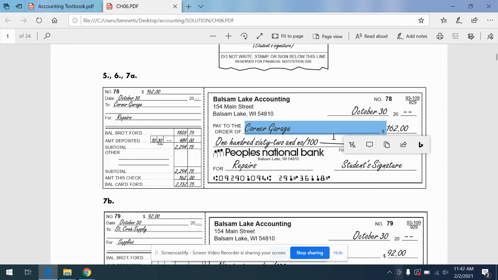Corner Garage, right? For how much? 162. Now, we've got to write it in numbers, and do we have to write the check out written? Does it have to be in words as well? It does, okay? You write those in the two places.